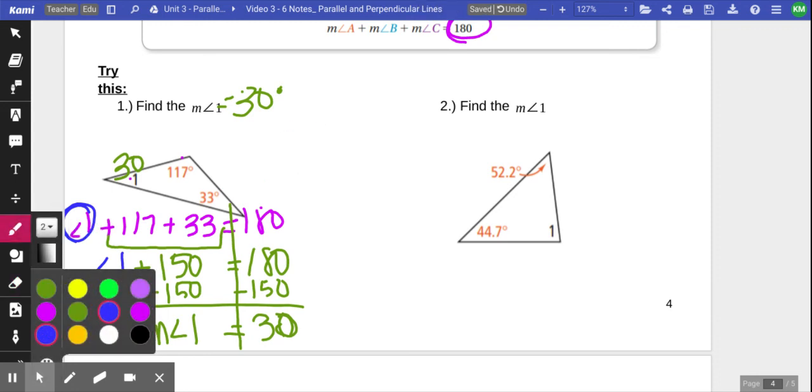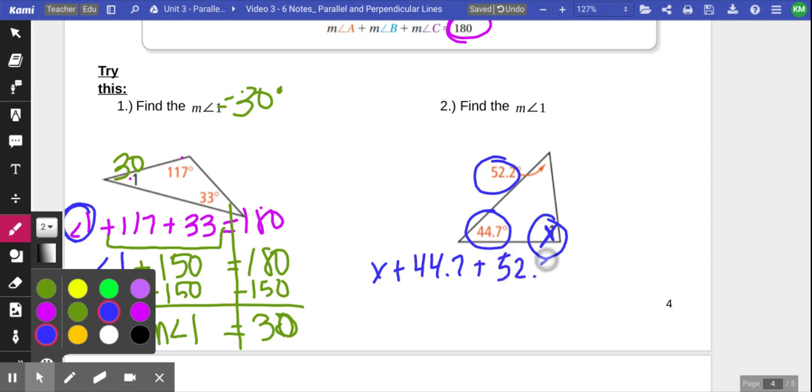Okay, so I would again set up a little equation for myself. I have angle 1 that is missing. And if you want, honestly, you can make this x. Why not? If you don't like using angle 1, that's fine. Okay, so what am I going to do? I'm going to take my 3 angles, 1, 2, 3. I'm going to add them up to 180 degrees. So x plus 44.7 plus 52.2 equals 180. Line down the middle, combine like terms.